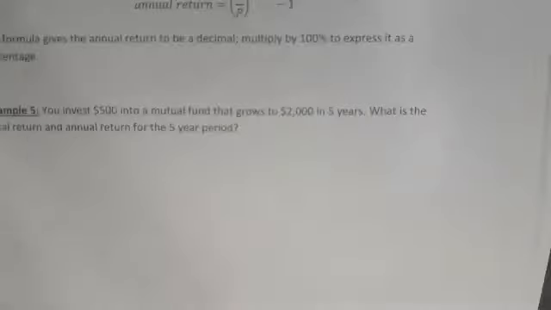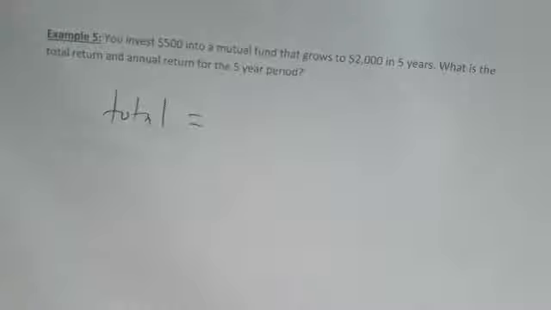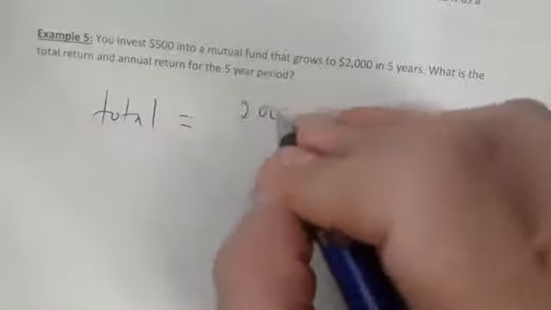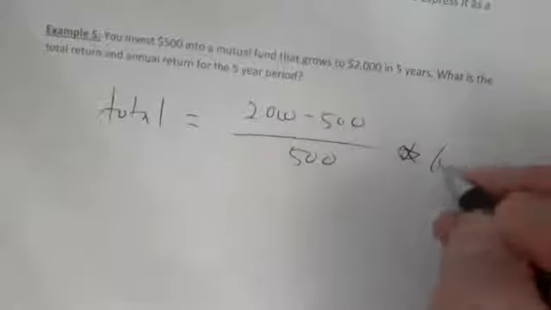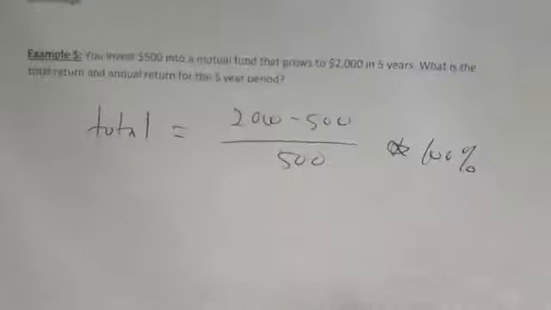Okay. So now we have another example of how to do these total returns and annual returns. So we invest 500 in a mutual fund. It grows to 2,000 in 5 years. What is the total return? What is the annual return of this thing? Total return is 2,000 minus 500. So we've done this a few times. I don't want to spend too much time doing this one. But you should be able to take the relative difference of two things at this point. If not, come see me after class or something.